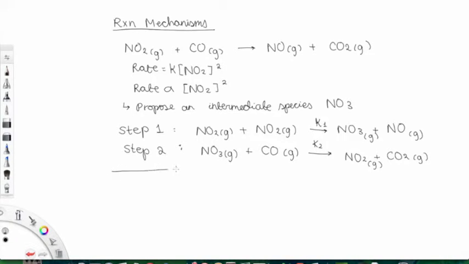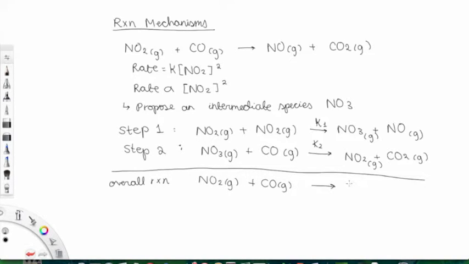So looking at these 2 steps, the overall reaction is going to be NO2 plus CO going to NO plus CO2. The reason being that the intermediate species can get canceled out since they're on either side. And this guy can also get canceled out. So the initial NO2 that collided can also get canceled out with the one that was formed in step 2.